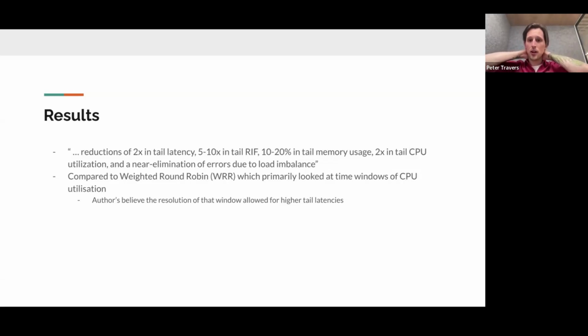And interestingly, in so doing, in spite of the fact they didn't explicitly care about CPU utilization or memory usage, they also saw significant drops in tail memory usage and tail CPU utilization. They also saw almost complete elimination of errors due to improper load balancing. It was interesting that they said this was likely because weighted round robin, their previous strategy, would allow requests to arrive at dead nodes due to the windowing system it used.